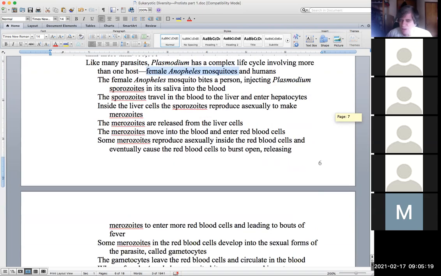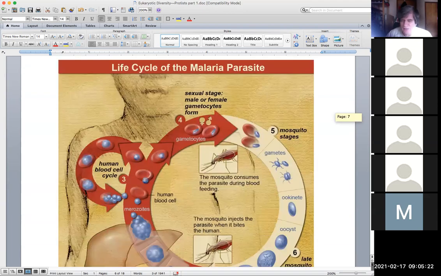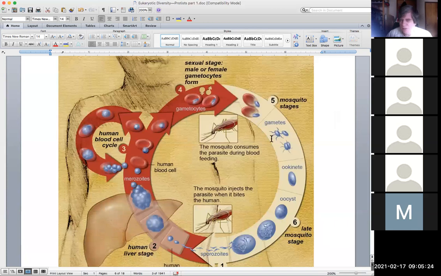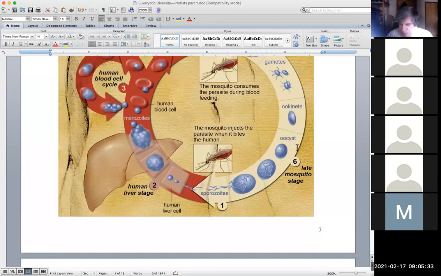So let's look at the life cycle of the malaria parasite. And we're going to start up here, or I should say down here. Let's go down to the bottom. We're going to start down here with a stage of the life cycle called sporozoites. Sporozoites literally means spore animals. Now, sporozoites live in the salivary glands of a mosquito.